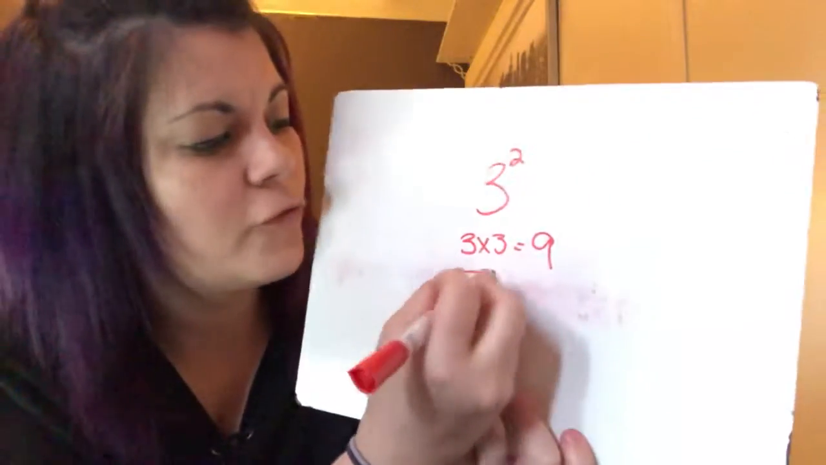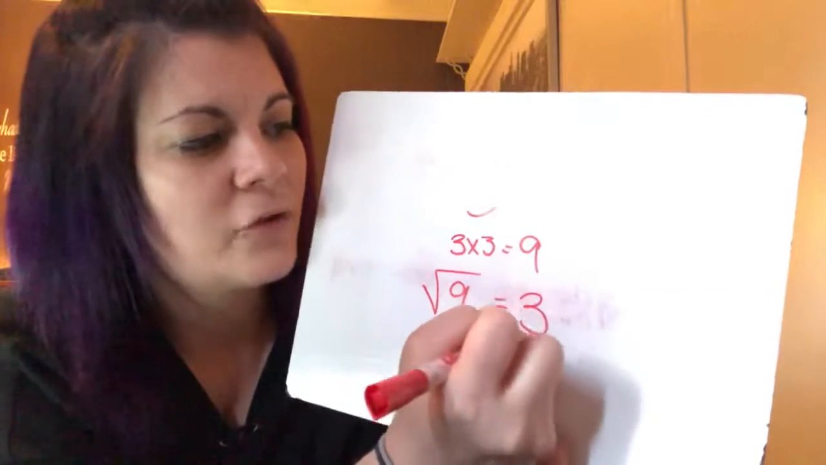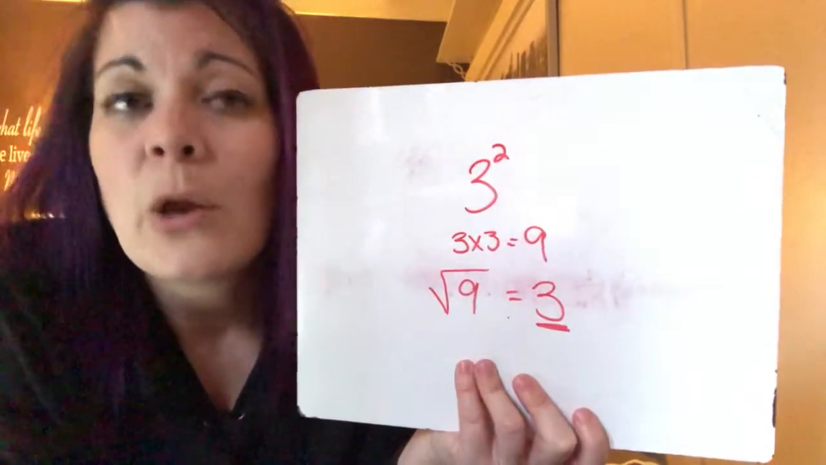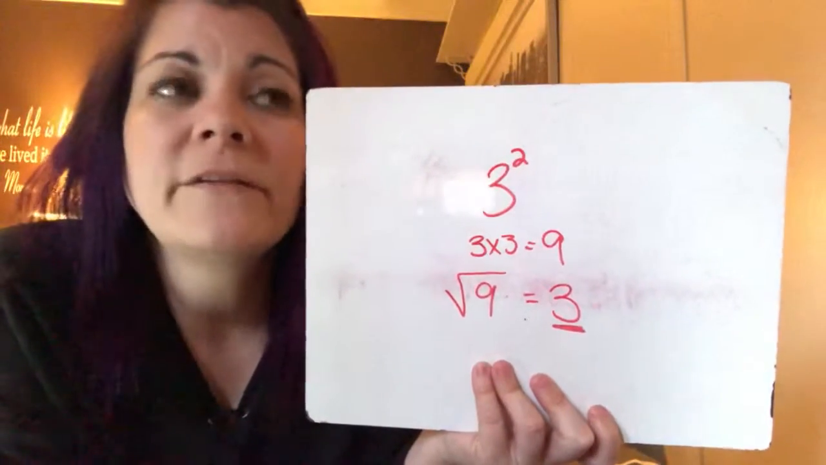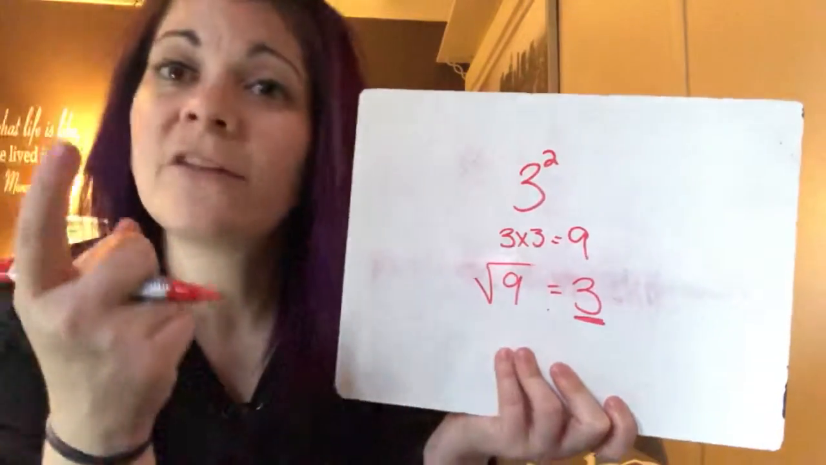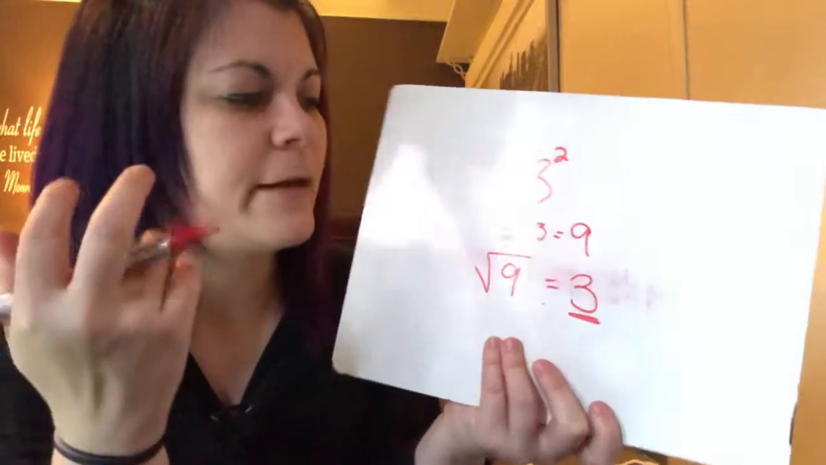So if we do the square root of 9, since it's the inverse of squaring a number, we're back to our original base number. So the square root of 9 is 3. Or you can think to yourself, what times itself gives me that number? Or what to the second power, is how we would technically say it, gives me that number.